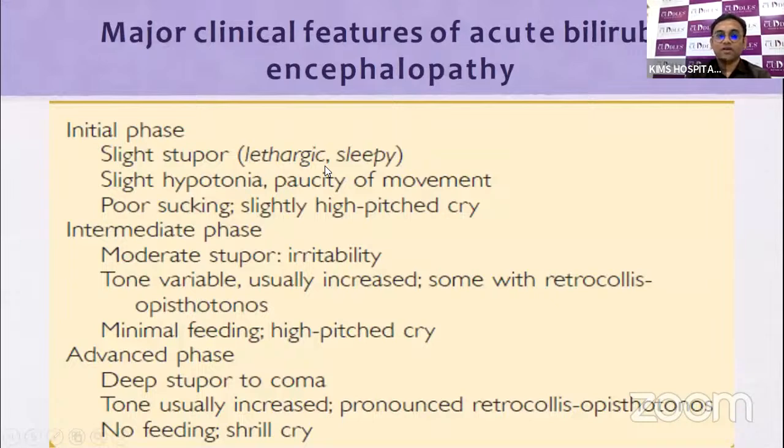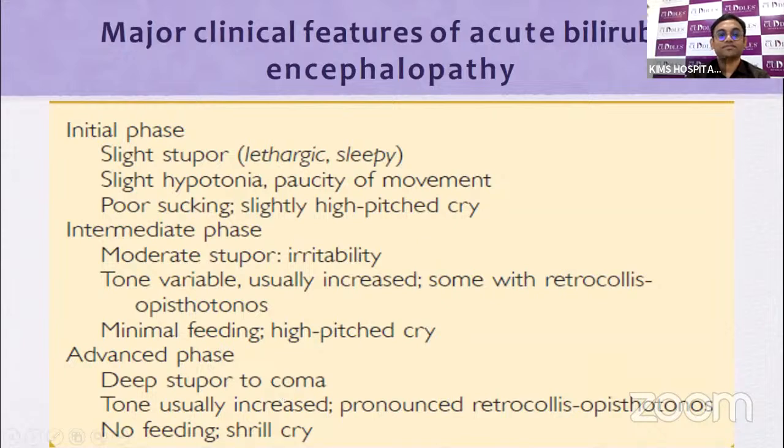Usually in acute bilirubin encephalopathy, there are three phases. In the initial phase, there is slight stupor where the baby is more lethargic and sleepy. There will be mild hypotonia and poor sucking. In the intermediate phase, the slight stupor goes to moderate stupor with irritability. The tone will be variable. Sometimes there will be retrocollis and opisthotonus. The feeding will be affected significantly. There is definitely a high-pitched cry. In the advanced phase, from slight stupor and moderate stupor, the baby goes to deep stupor and coma. The tone becomes pronounced, with pronounced retrocollis and opisthotonus. There will be minimal or no feeding, and the cry will move from the high-pitched cry to a shrill cry.